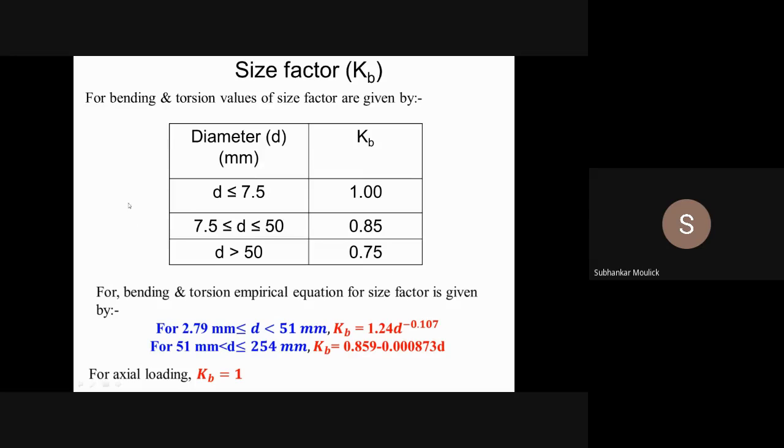But these values are applicable only when the component, that is a shaft or any member, is subjected to bending and torsion. Is it clear?